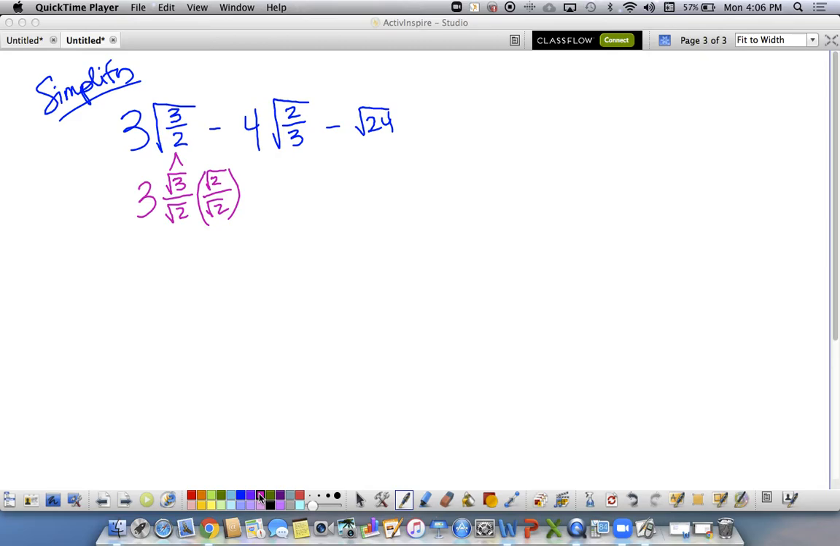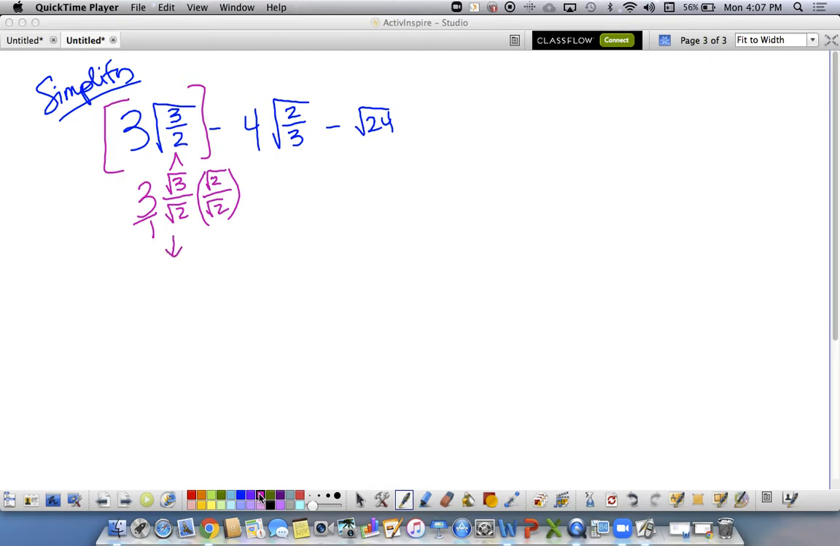Okay? So now this 3 sometimes gets kids a little lost. It really is a fraction, 3 over 1. So 3 over 1 times the square root of 3 over square root of 2 times the square root of 2 over the square root of 2. You've got 3 fractions multiplied together. So I'm just looking at this first piece, to see if we can get an answer for it.